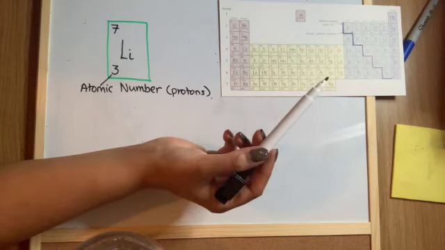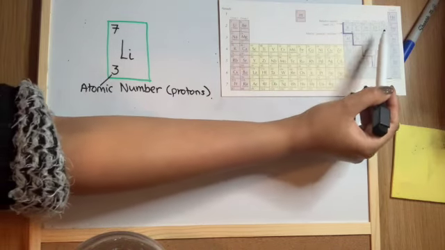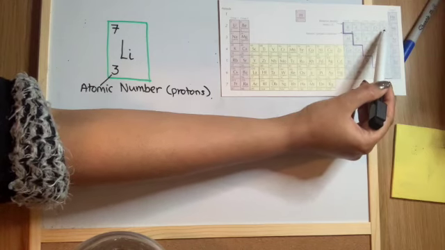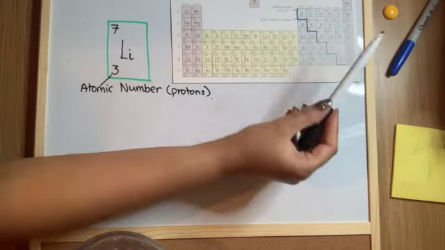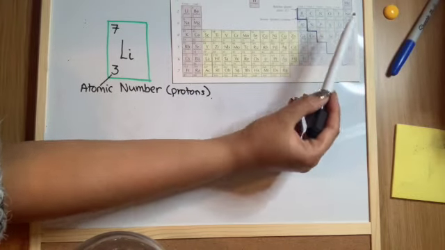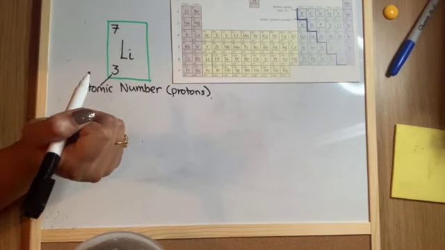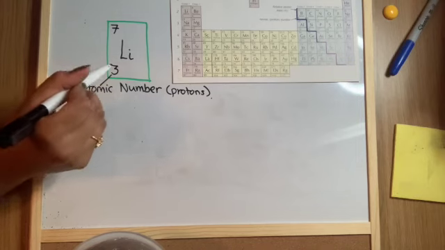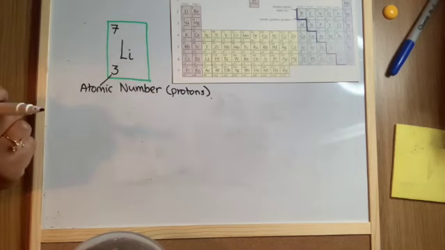If I said I had an atom which had 9 protons, then I would look across to find where the atomic number 9 is, and it's there. So that means my atom would have to be fluorine. Let's just move that across there. If it had 9, that means my atom would have to be fluorine. It couldn't be anything else. So that's why this number here is the most important. This number here, the atomic number, tells you how many protons.